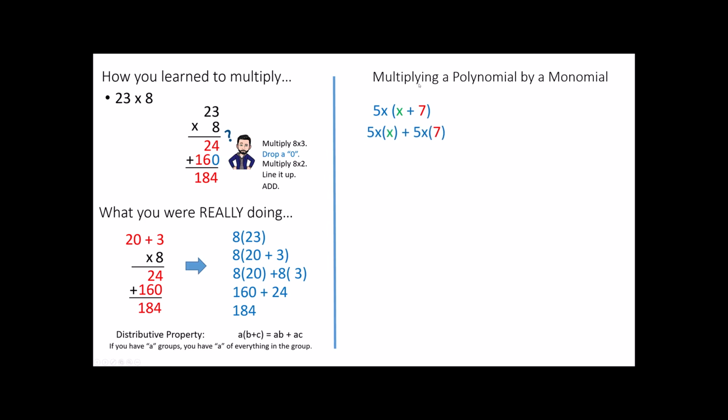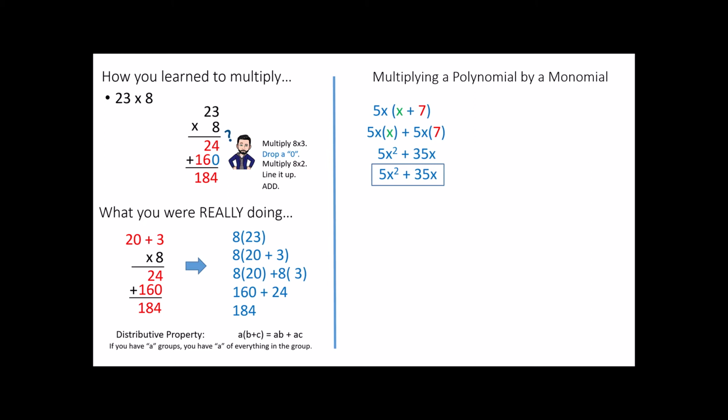That means I have this many x's, and I have this many 7s. I have 5x x's and I have 5x 7s. The distributive property says whatever's on the outside gets multiplied by everything on the inside. And of course, 5x times x is 5x squared. 5x times 7 is 35x. I do that quickly because I'm hoping that is already familiar to us. If it's not, you're going to want to go back and watch the video on multiplying monomials.